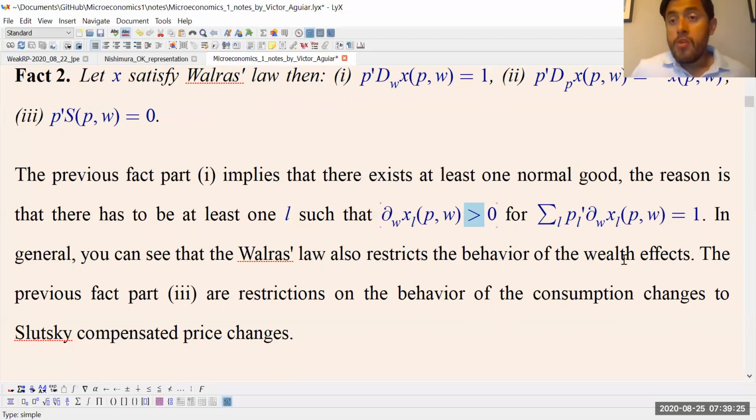So in particular, let's say you have only one good. That means that it must be the case that that good is normal. So imagine you want to model, for instance, Giffen goods. Giffen goods are inferior goods, okay? So how many goods do you need? You need at least 2 goods to be able to have this.